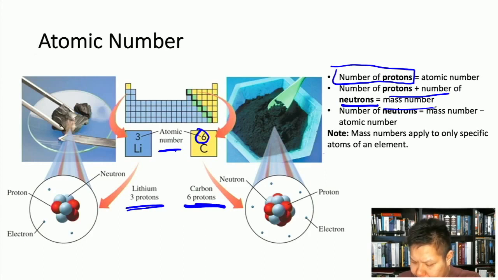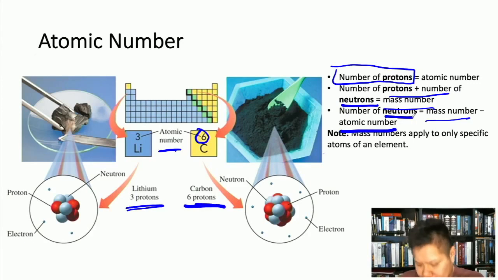And since you know that, you can then use the mass number minus the atomic number to get the number of neutrons in the atom. And this little note here says the mass numbers apply to only specific atoms of an element, and that's what I mean when I say those mass numbers are different for different isotopes, which are atoms that have the same number of protons but different numbers of neutrons, and we'll talk about that a little bit later.